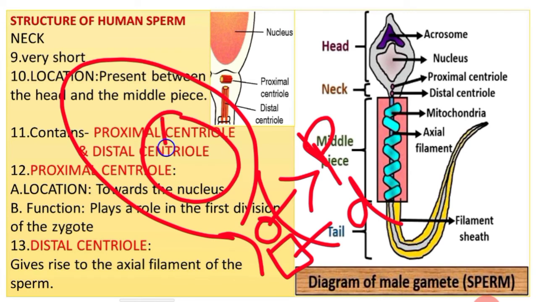So which centriole is located next to the nucleus? The proximal centriole, located towards the nucleus. What is its function? It plays a vital role in the first division of the zygote. When the zygote divides for the first time, the proximal centriole is needed. For the zygote to cleave for the first time, the help of the proximal centriole is required. Right?